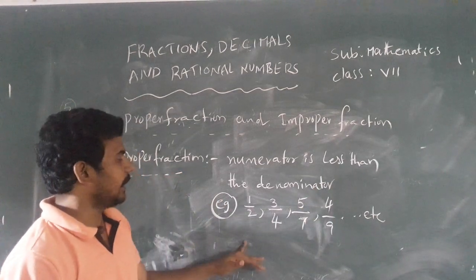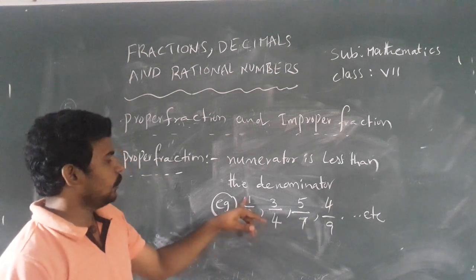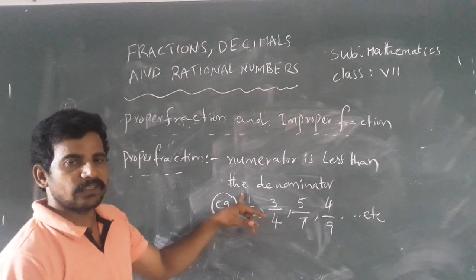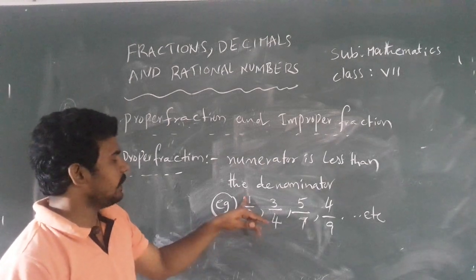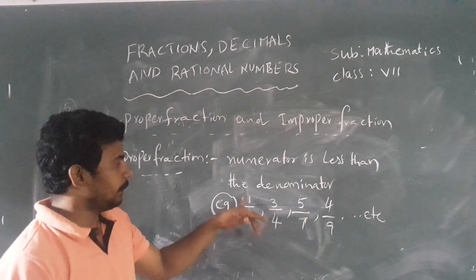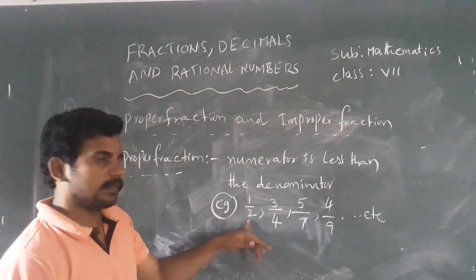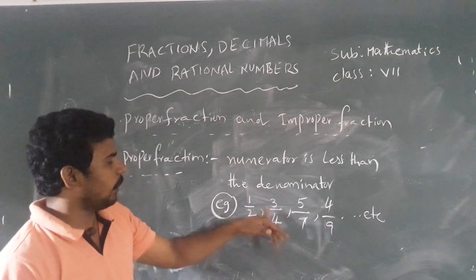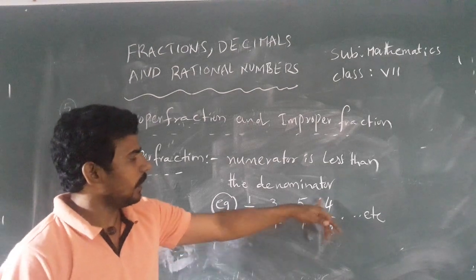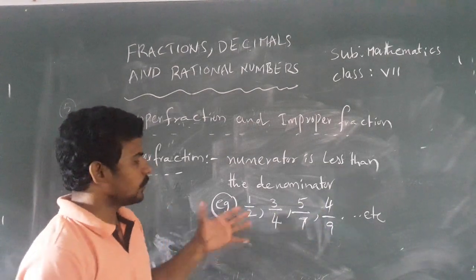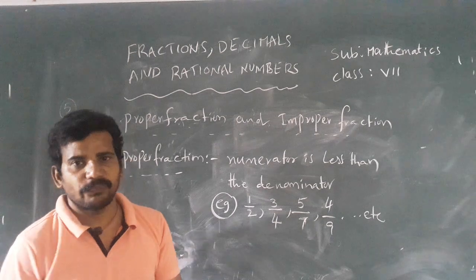Observe here, children, in 1 by 2, 1 is called the numerator and 2 is called the denominator. So 1 is less than 2. That means the numerator is less than the denominator. In 3 by 4, the numerator is less than the denominator. In 5 by 7 also the same. In 4 by 9 also the same. So these are proper fractions.